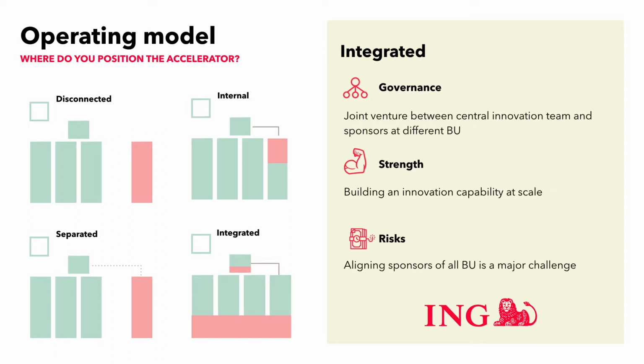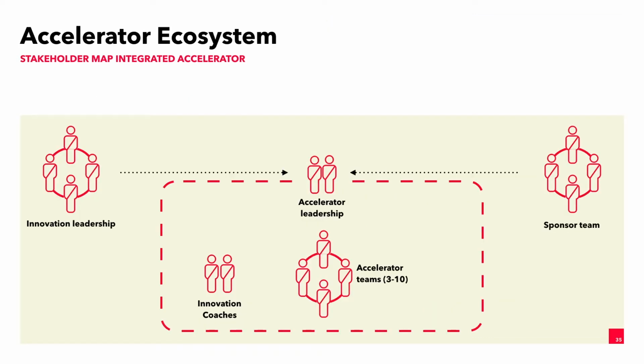The risk is that you need to align sponsors across different business units. You have to make sure that you are applying the same methodology. So it's really necessary to have a central innovation team working on this. So taking this final example of an integrated operating model, let's dive a bit deeper and have a look at what that ecosystem looks like.